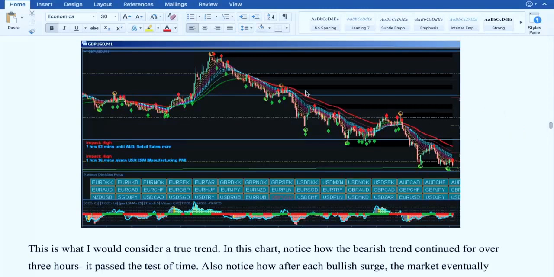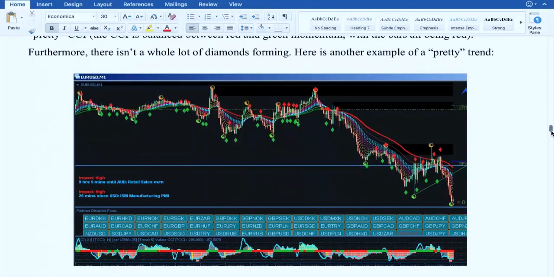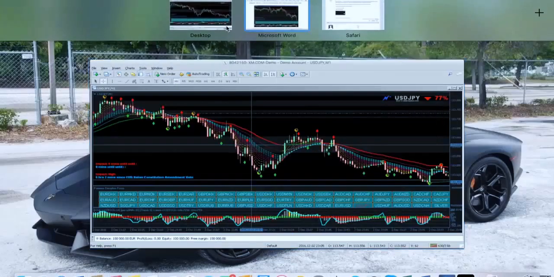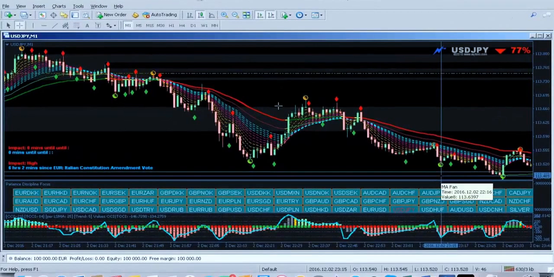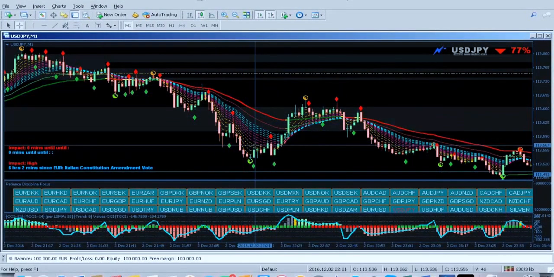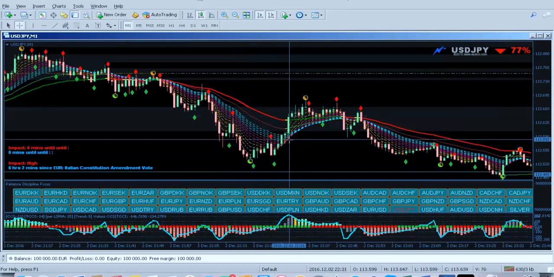And also notice how the EMAs are at like a 45-degree angle. And the EMA fan, right, the diamond or the rainbow colored thing, it looks like you ran a comb through it, right? It looks very clean and very pretty. Here's another clean bearish trend, okay? And so to me, this is a strong trend. So like I said, wait for a strong trend to break out.